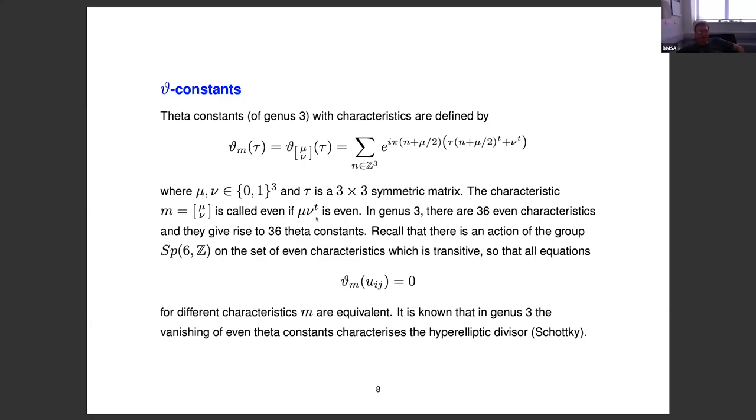even if this expression is even, right? If this expression is even. So in genus 3, there are 36 such theta characteristics, mu nu, right? And they give rise to 36 theta constants.